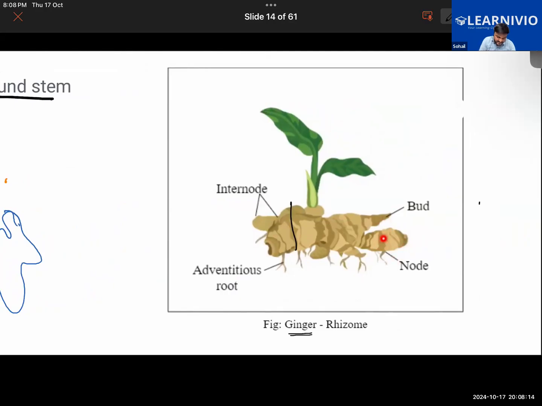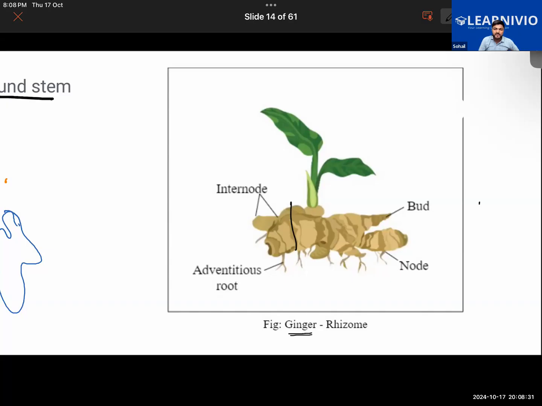These brown lines that you see here, these are the nodes. What are they? They are the nodes. And these nodes are special in the sense that from these, new roots and shoots can develop. New roots and new shoots will be developing.